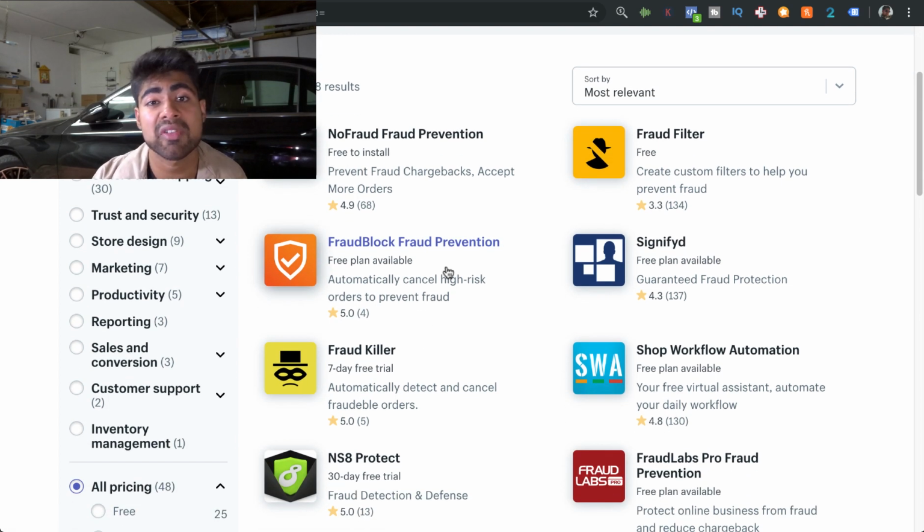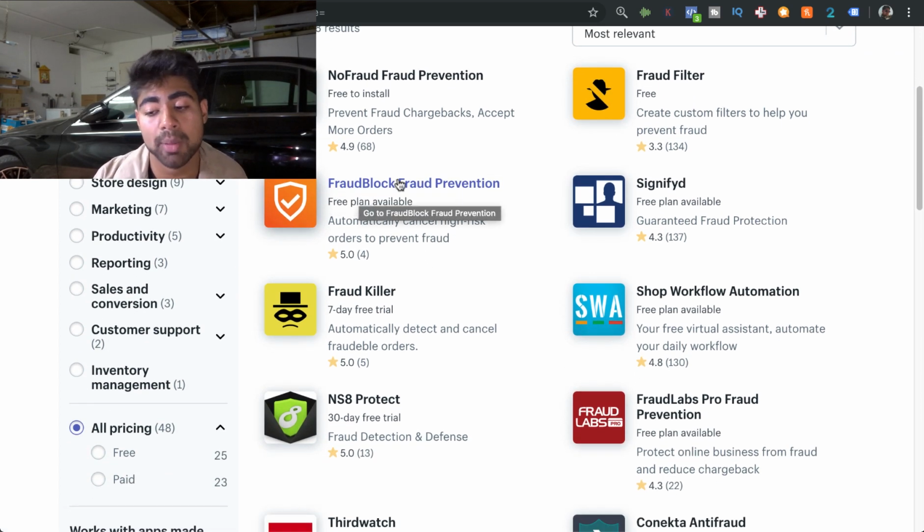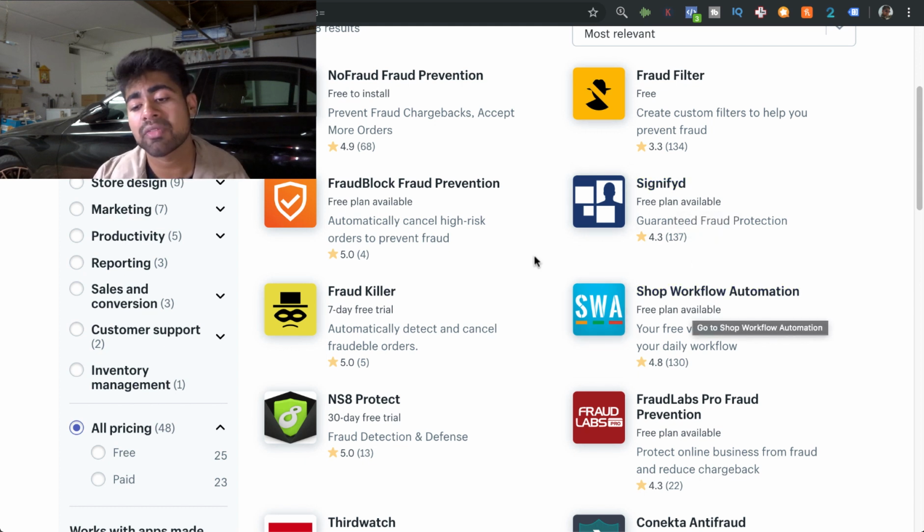There are some other ones available as well, such as this one, Fraud Block, which does the same thing as the first one. There's Fraud Killer as well. Signified is also another good one, which I recommend. But in reality, all of these apps do the same job. So I highly recommend that you choose one which fits your budget the most.